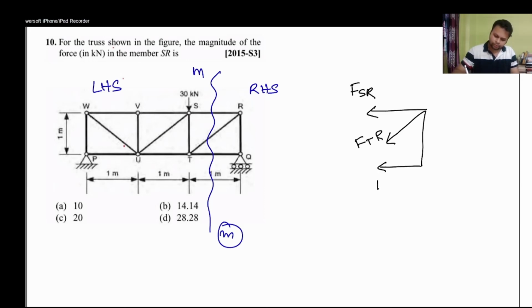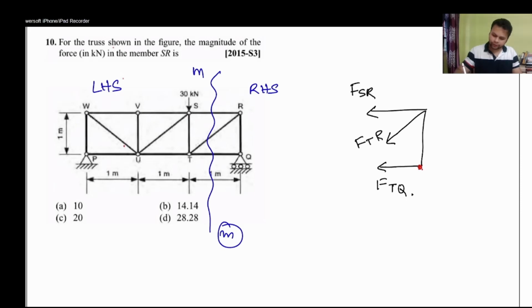This force in member TQ. Now, if you closely see, in the summation of forces there are three unknowns here. So it will be very difficult to do it without finding the reaction. Without finding the reaction, it will be very difficult.